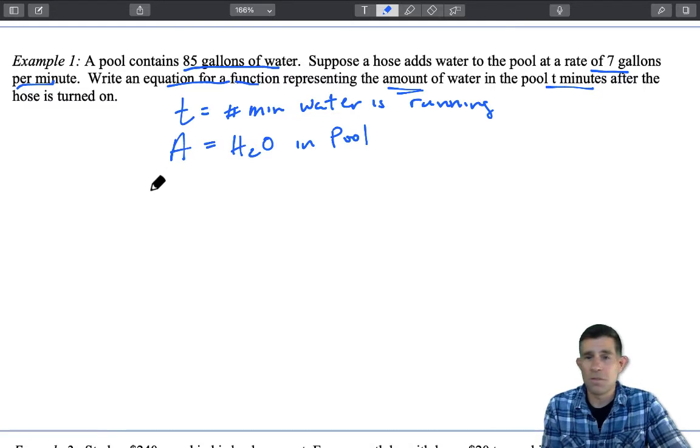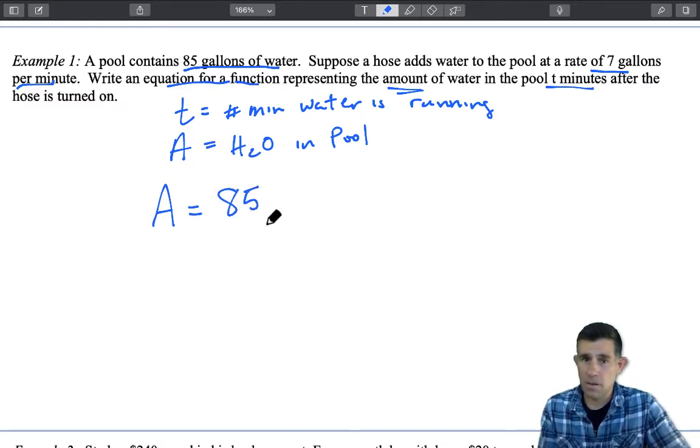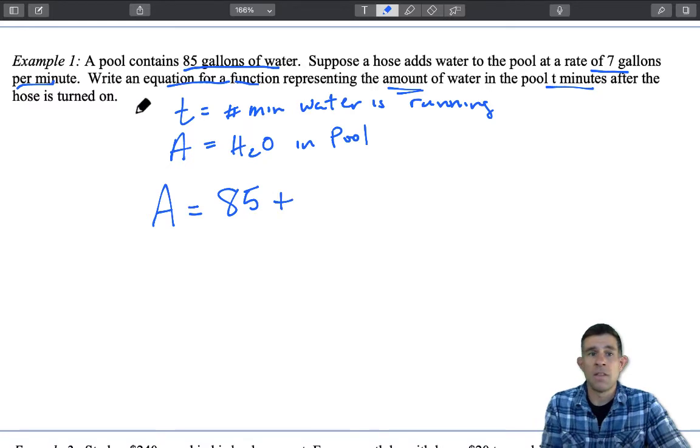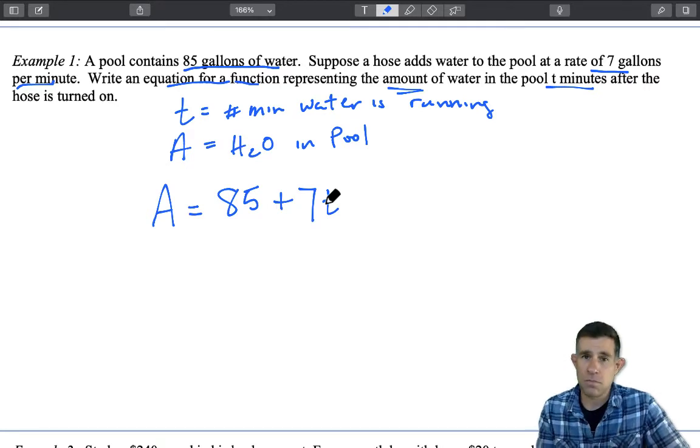All right, so simply writing the equation here might look like this. Our amount in that pool is going to be equal to our beginning amount, which we already have 85 gallons in there, plus the number of gallons that we're adding per minute, which would be 7 times t, the number of minutes that hose is running for.